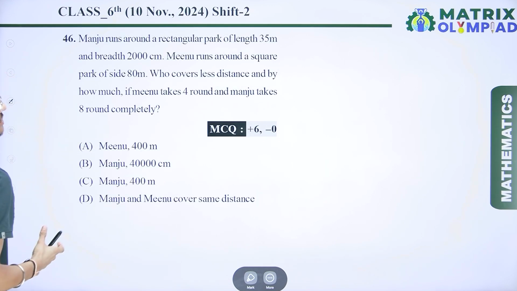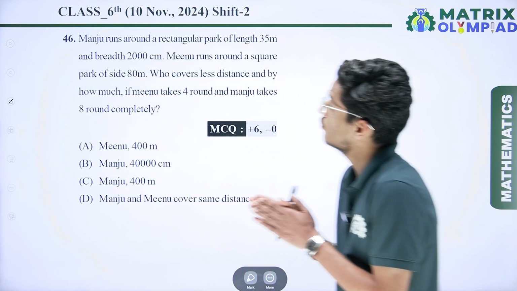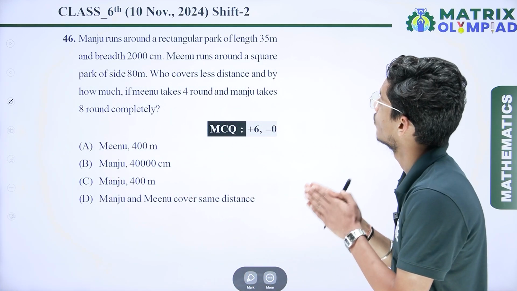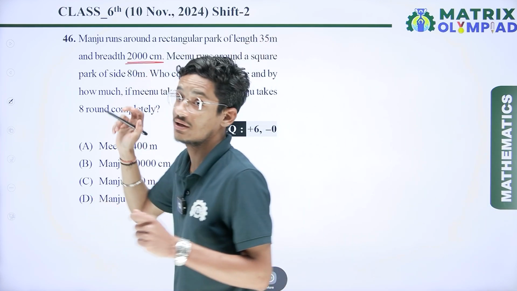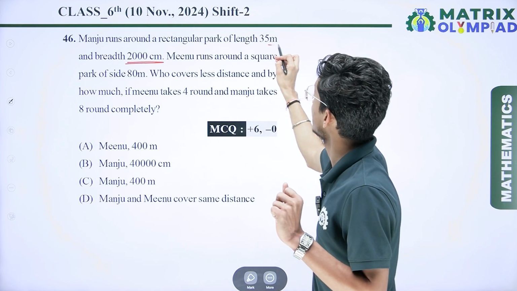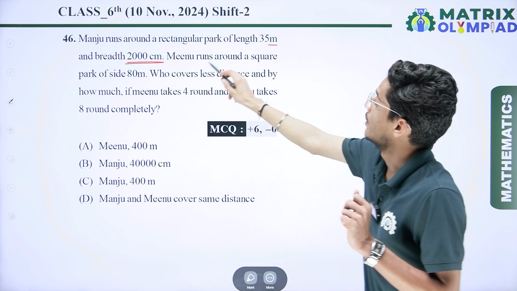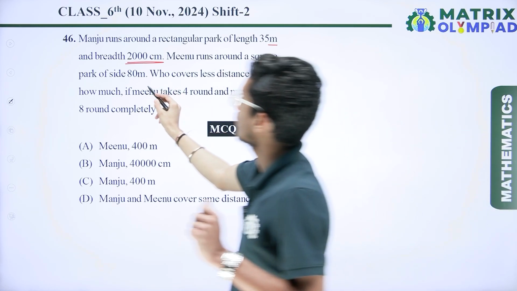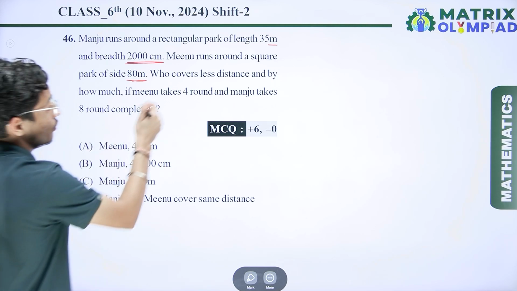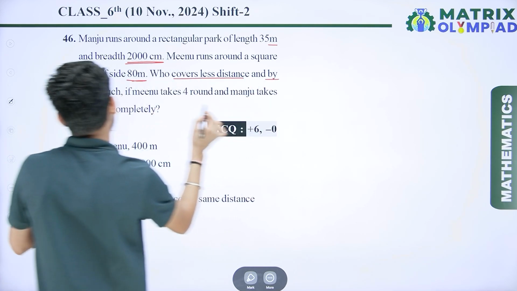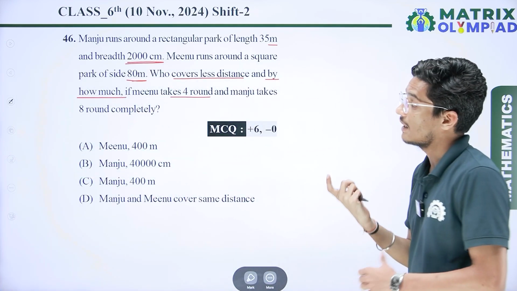Now the next question, which is again a multiple correct answers question. Manju runs around a rectangular park of length 35 meter and breadth 2000 centimeter. Here the length is given in meter and the breadth in centimeter. Minu runs around a square park of side 80 meter. Who covers less distance, and by how much, if Minu takes 4 rounds and Manju takes 8 rounds completely?